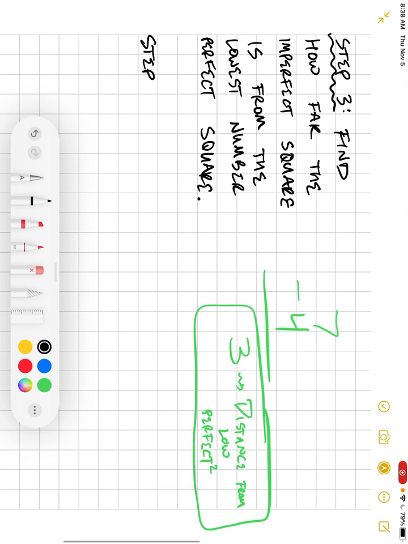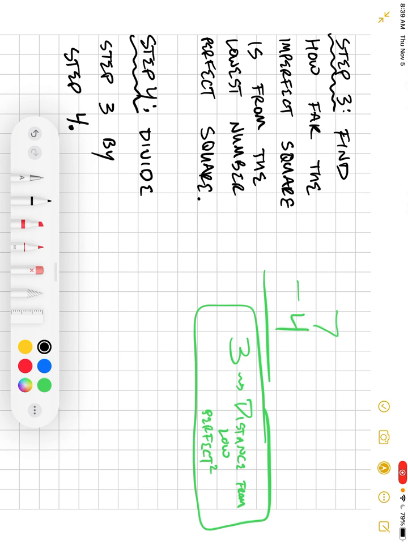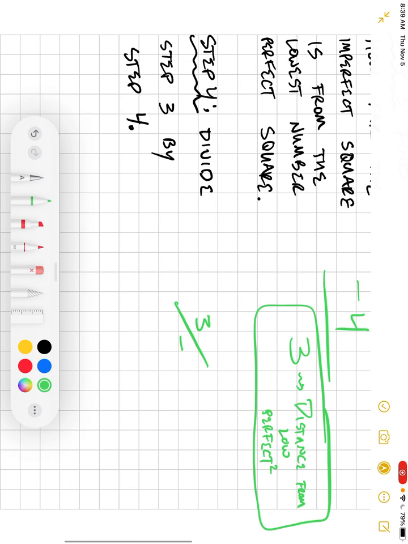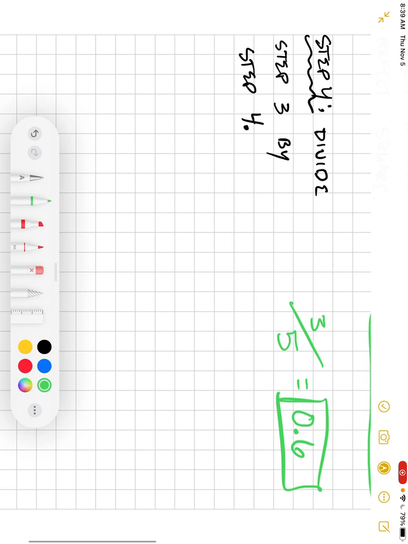And now step 4 is to divide step 3 by step 4. So we're dividing the distance from the low by the total range between the low and the high. So 3 over 5, 3 divided by 5 is 0.6. Okay? 0.6, that's our number.